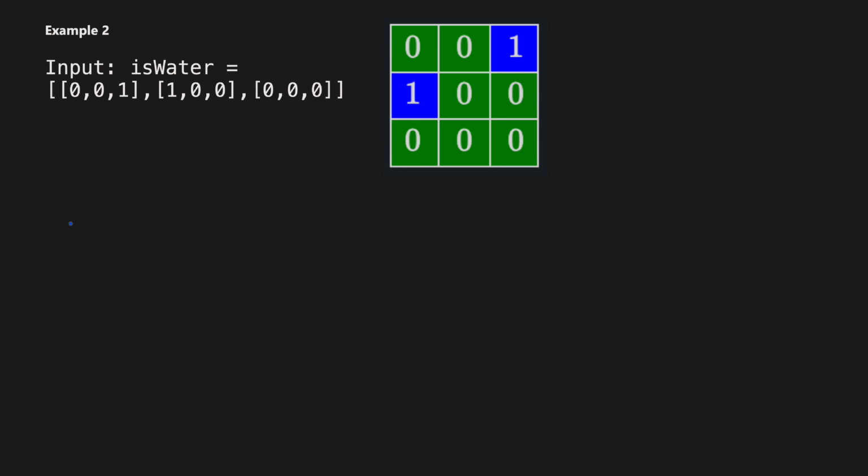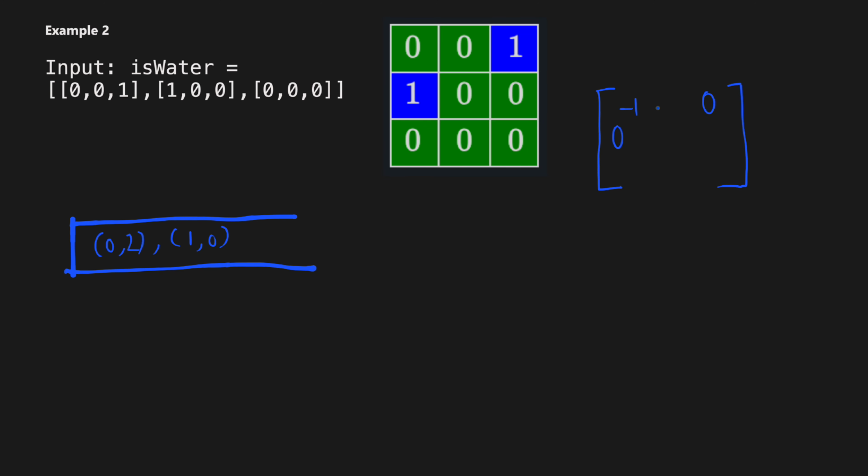So in BFS, we create a queue and add the coordinates of the water cells. For example, for this input matrix, water cells are at 0, 2 and 1, 0, so we can enqueue them. And also let's initialize the height matrix with initial height of -1 for the land cells and 0 for the water cells. Why -1 for land cells? I will explain it in a bit.